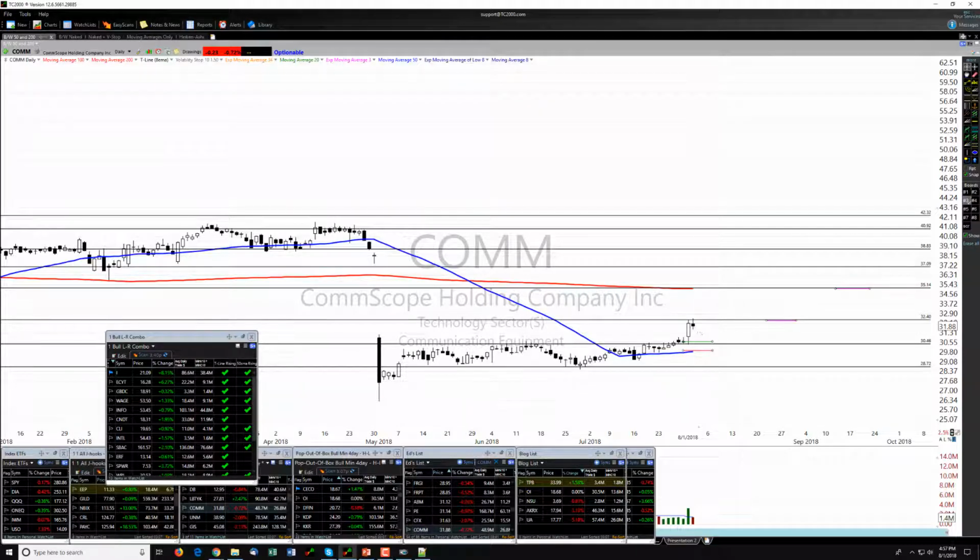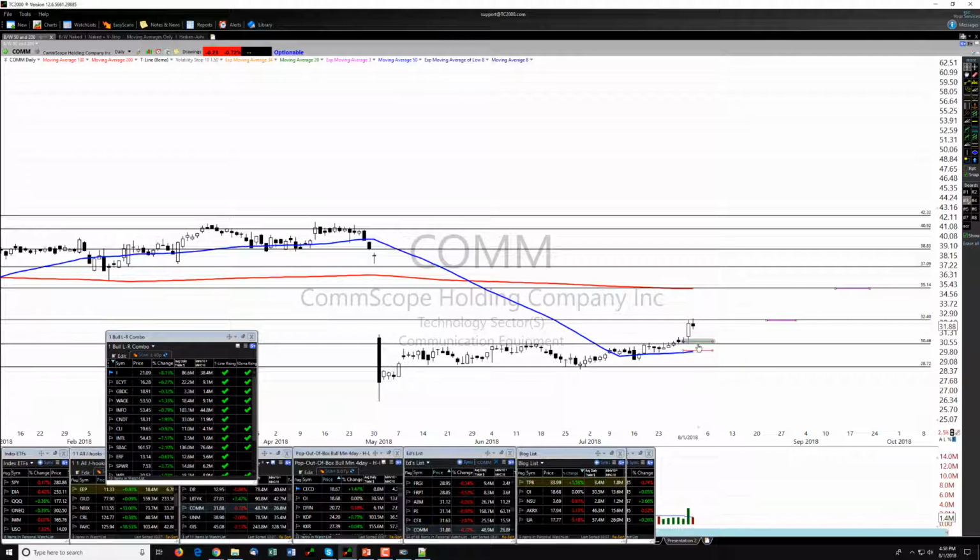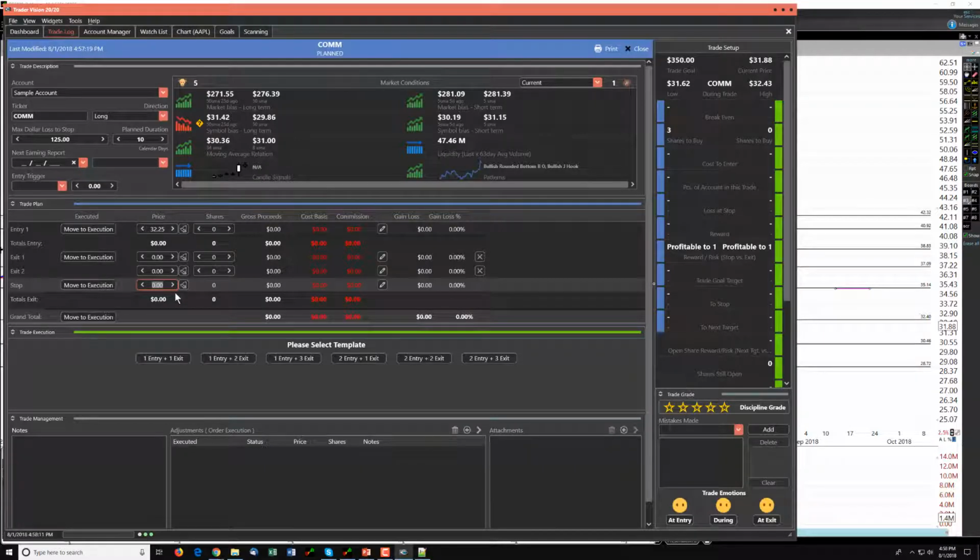Let's say that we entered here at 32.25, with a stop down here about probably right in this area, so let's call it 30.40. With the first target up there around 35.10, and a second target up there around 37.